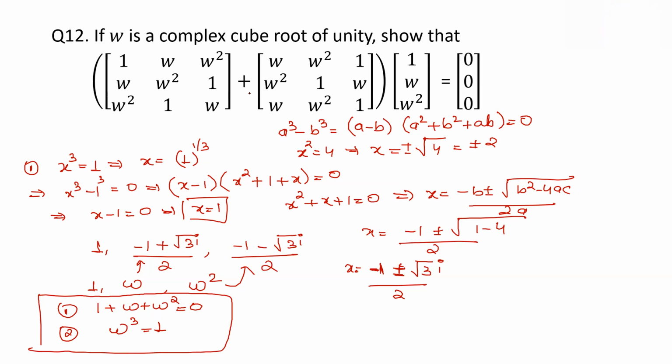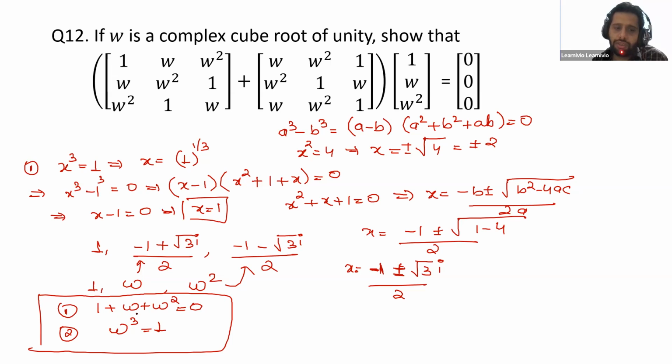Sorry, Shiva, will you please repeat the question? So always the value of omega and omega square is minus 1 plus or minus root 3 iota by 2. Yes, these are the constant values. These are the fixed values. So omega is always this one, omega square is this one.